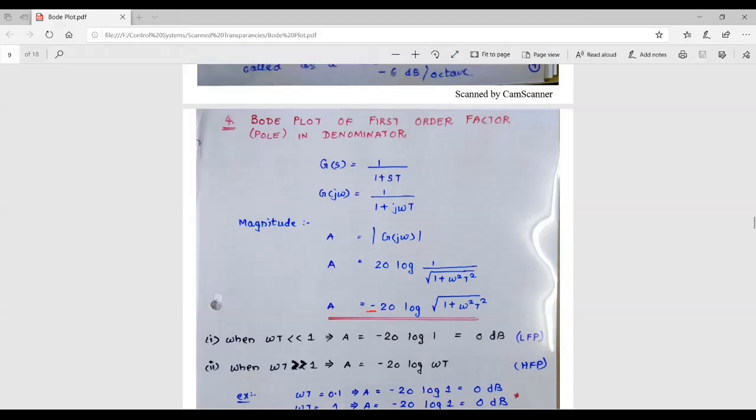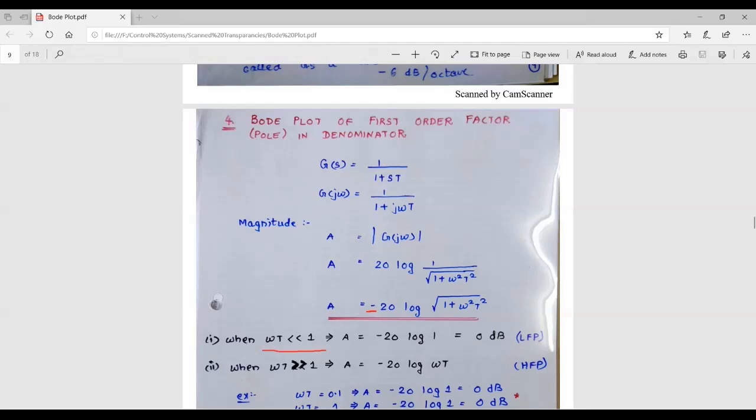So this is going to be minus 20 log of under root 1 plus omega square t square. Okay. Now here onwards, we are going to have an approximation. Suppose this value, omega square t square, is less than 1. First case, this value is less than 1.